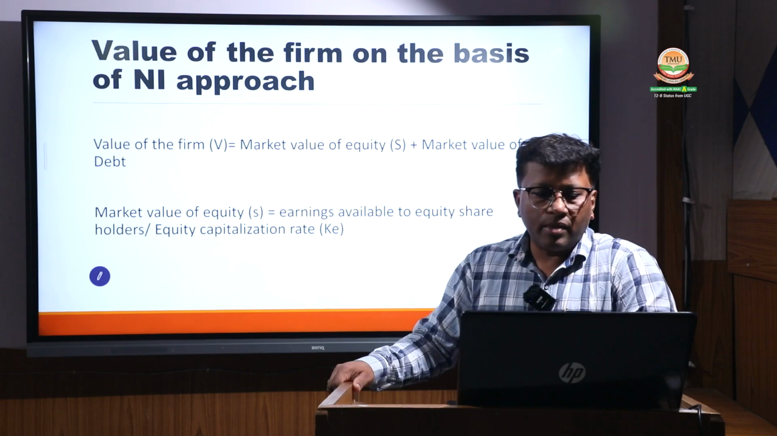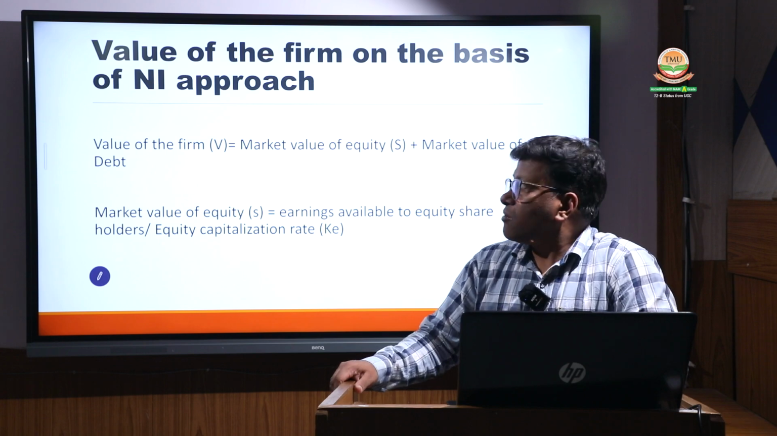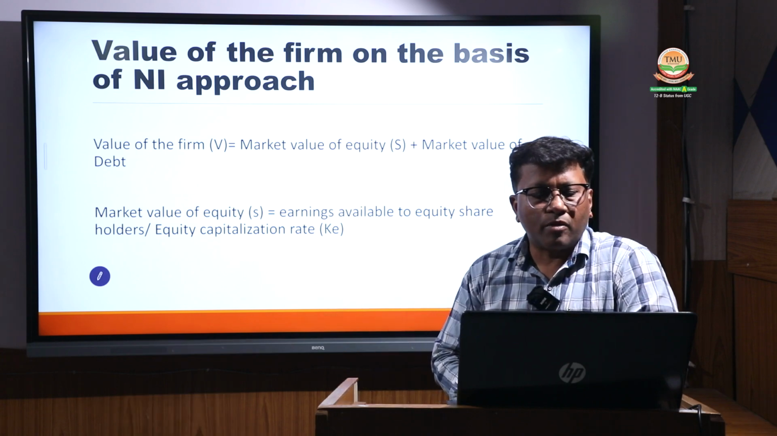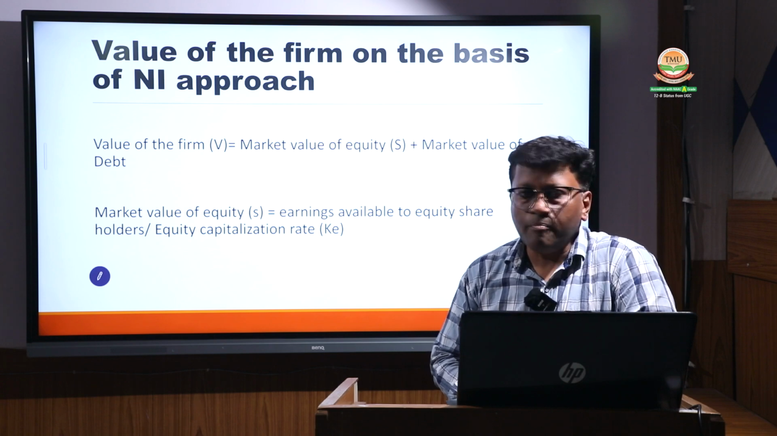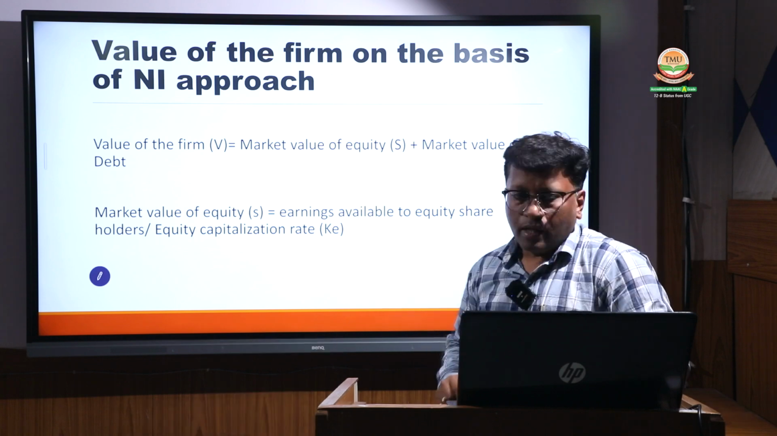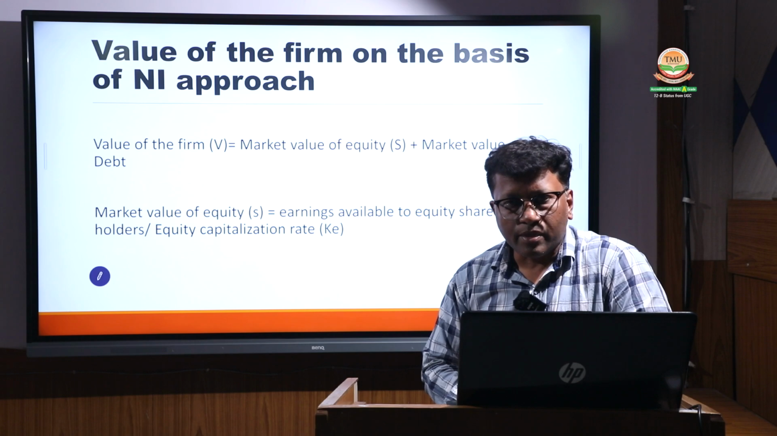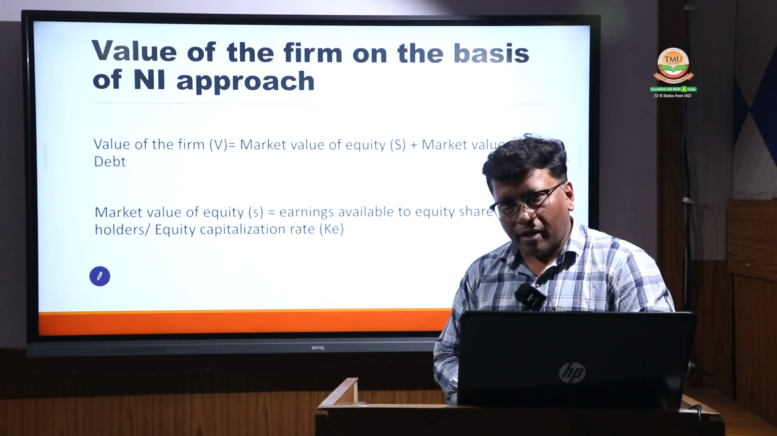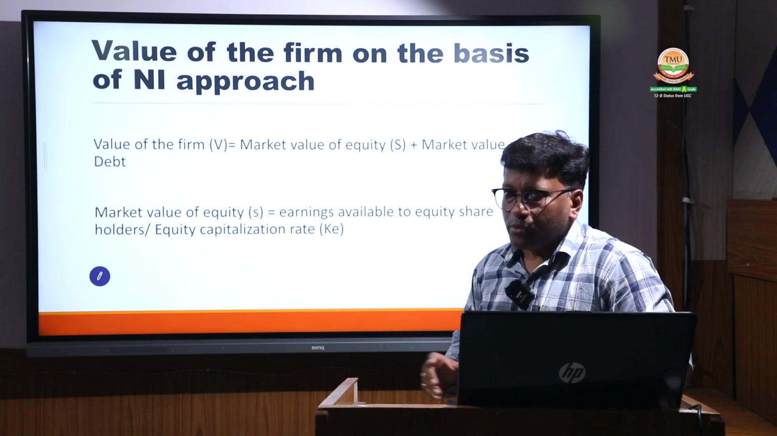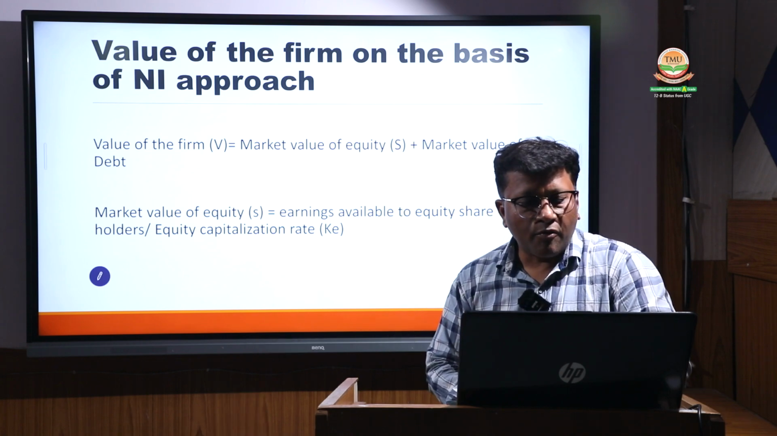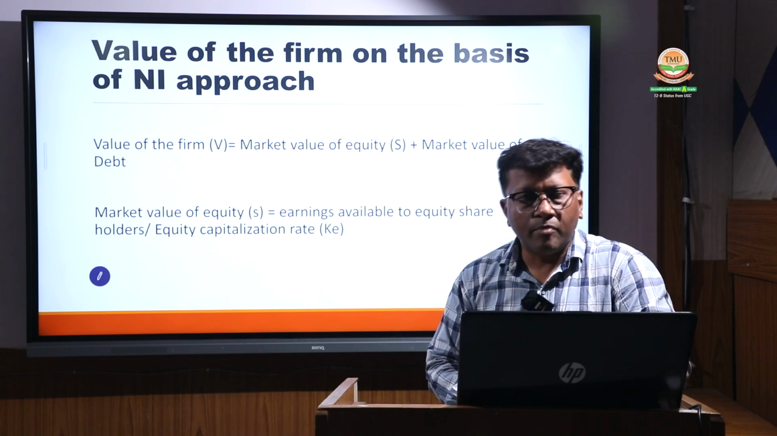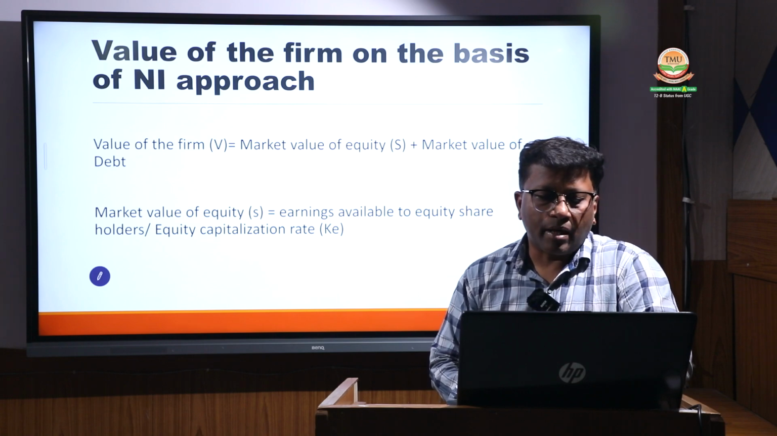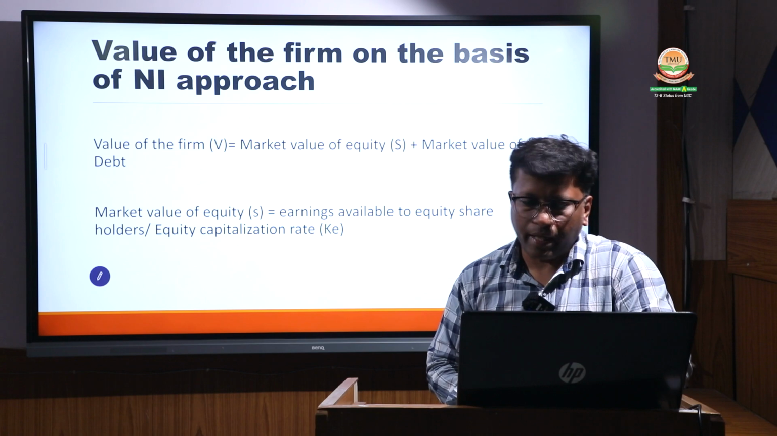How to calculate the value of the firm and what about the formulas? You can easily have a look. Value of the firm on the basis of NI approach. Value of the firm, that is denoted by V, equals the market value of equity, that is S, plus the market value of debt, D. And market value of equity equals earnings available to equity shareholders divided by the equity capitalization rate, that is KE.